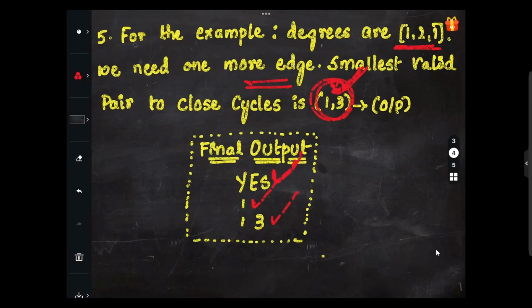Yes, it is possible. One edge we have added, and the smallest valid pair to close cycles is 1 comma 3. That edge we will be adding. Yeah, we will be outputting this one. Yeah, this is fine now.